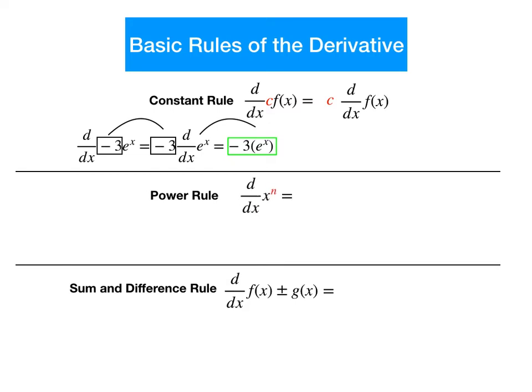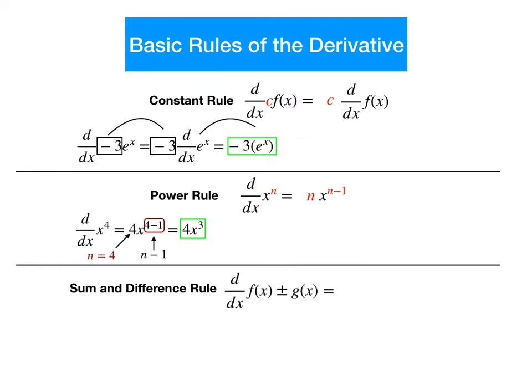Power rule. The power rule says that the derivative of x to the n is going to be equal to n multiplied by x to the n minus 1. For an example, if you want to find the derivative of x to the fourth, then you know that n equals 4 as a power. So you take 4 times x to the 4 minus 1. You know that 4 minus 1 is n minus 1. So we get the answer is 4 times x cubed.